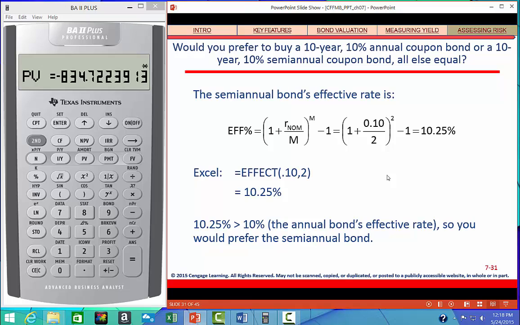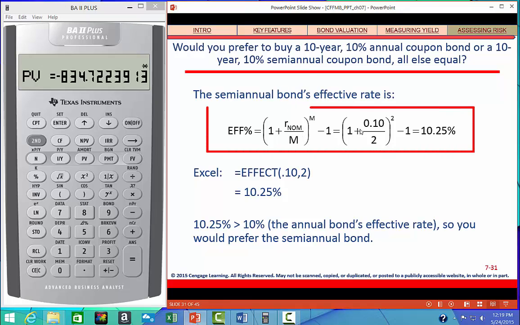And then here's another question. Would you prefer to buy a 10-year 10% annual coupon bond or a 10-year 10% semi-annual coupon bond, all else equal? Well, we've already talked about the whole more than annual compounding thing and the effective annual rate of return. So anytime you have a chance for more than annual compounding, you want that. So you can just compute the effective annual rate for the semi-annual bond.